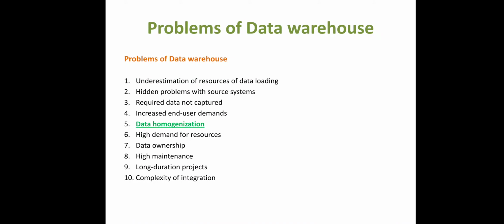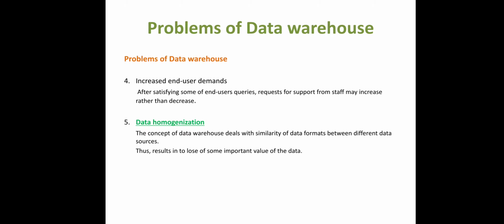The next thing is data homogenization. It is the concept of a data warehouse which deals with the similarity of data. Homogeneous means similar data, right. So, it deals with the similarity of data formats between the different data sources. If I am collecting data from two different data sources, there may be some similarity in the formats. That is called data homogenization. It may result in the loss of some important value of data. We may lose some important value of that data if we are finding homogeneous data.